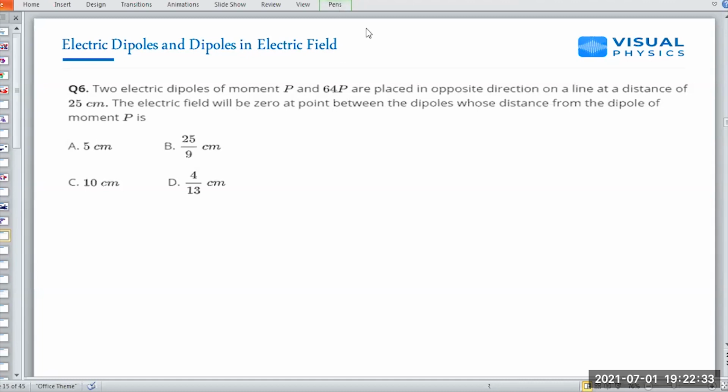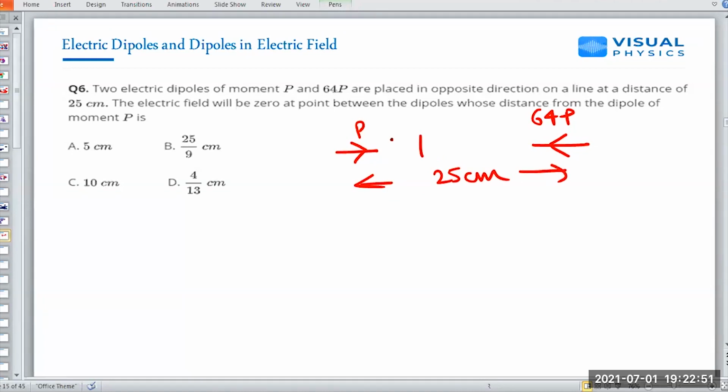So we have already seen this concept in the visual physics application as well as in the DPP while solving the neutral point of electric field. The only thing is that this time we are having p and 64p. Total distance is 25 centimeters. Obviously, near the smaller dipole only there will be a neutral point. E neutral will be 0.